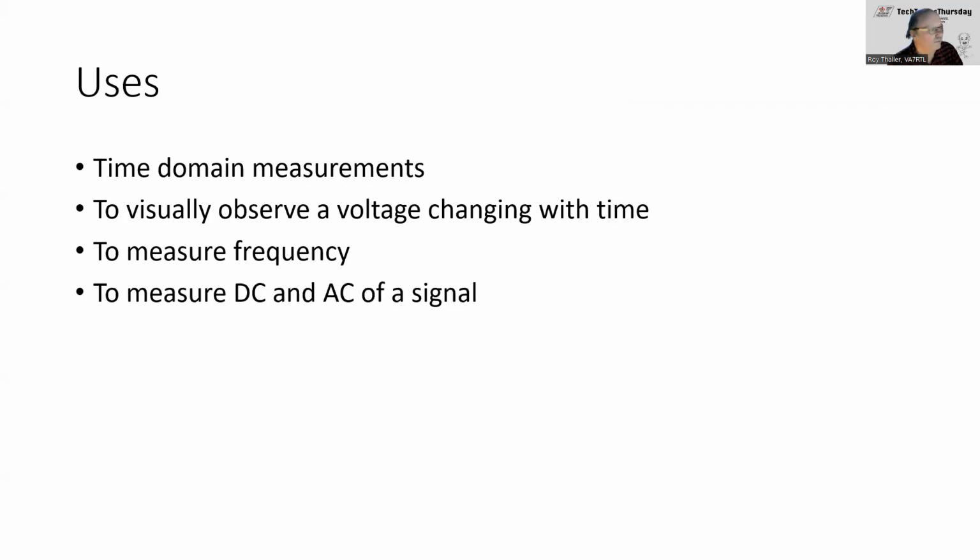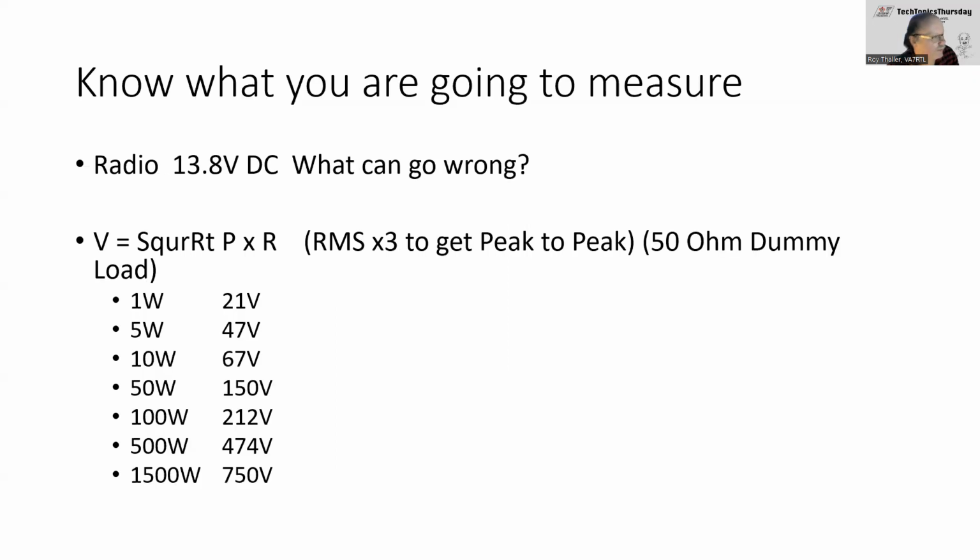So basically an oscilloscope looks at how a signal changes over time. So it does time domain measurements. And it's used to observe a voltage changing with time, and then it can also be used to measure frequency and also to see if there's some DC component of an AC signal, and you can do that by setting it up in various different ways.